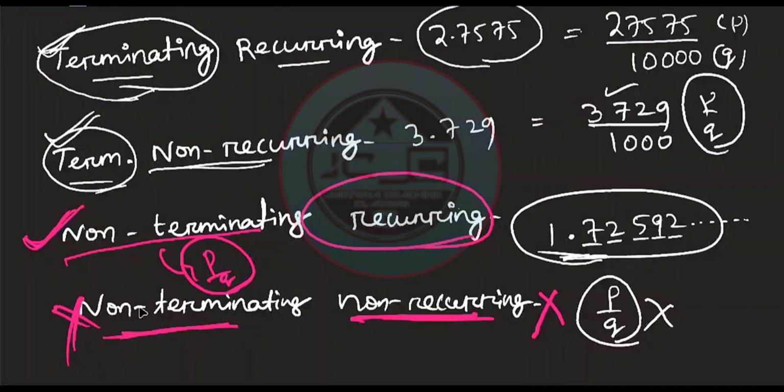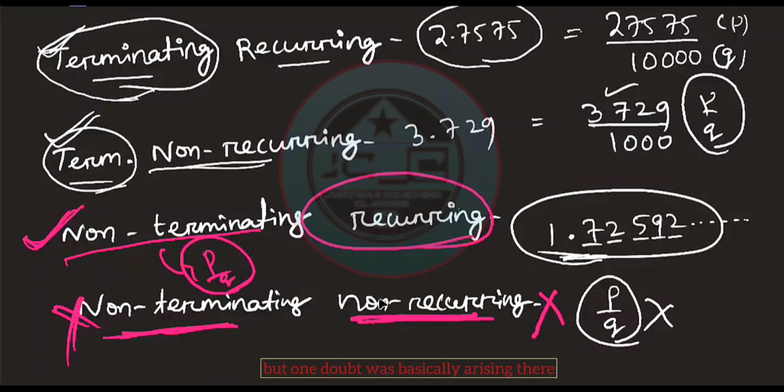Simple, non-terminating, non-recurring. So we cannot know how many digits are going to be present after the decimal point. That's why these are irrational numbers, right? We can never represent these non-terminating, non-recurring numbers in the form of p by q, right?